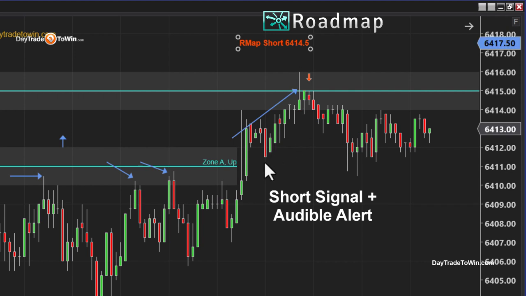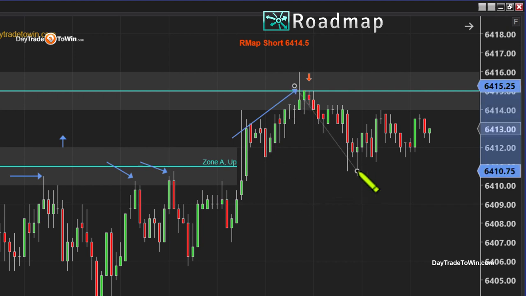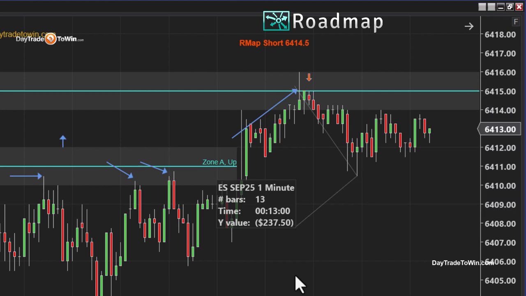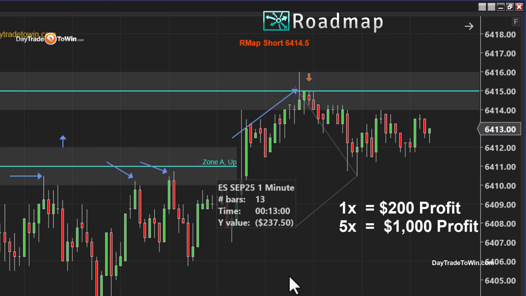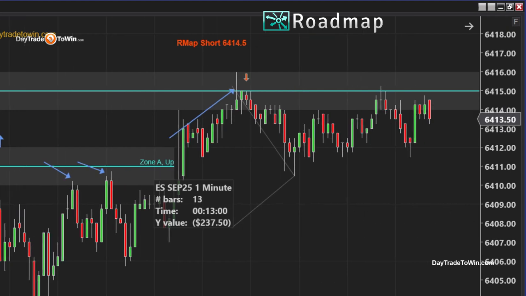Gives you an exact entry. If you took this trade and you wanted to go short, what's the target? $237 is pretty big. I would say probably closer to $200 per contract. So if you're trading 5 contracts, that's $1,000. If you're just trading 1 contract, consider about a $200 profit target on this trade.